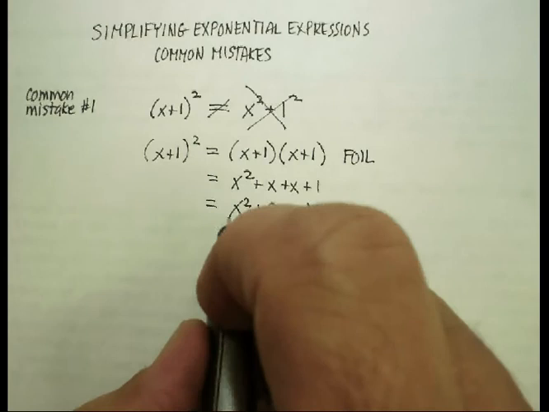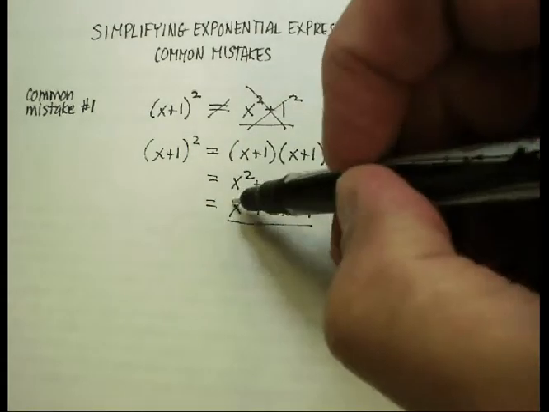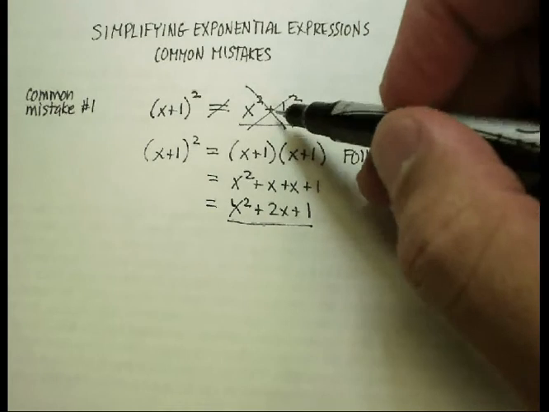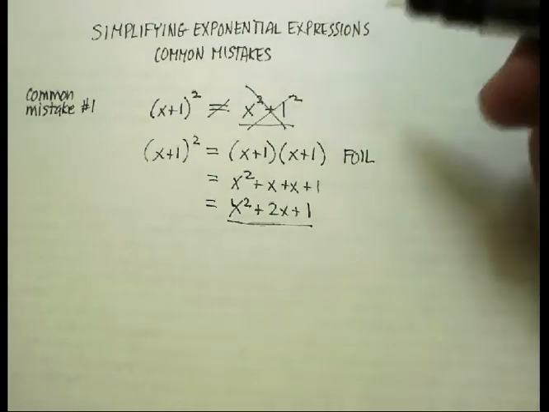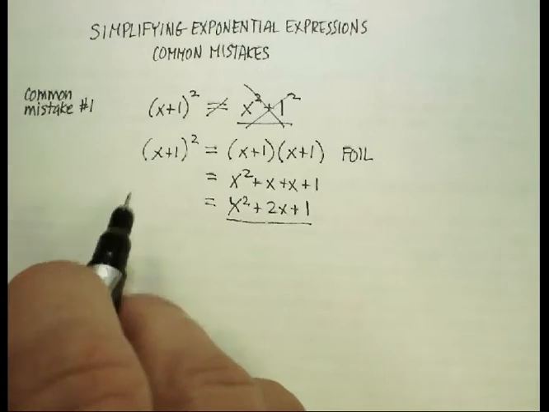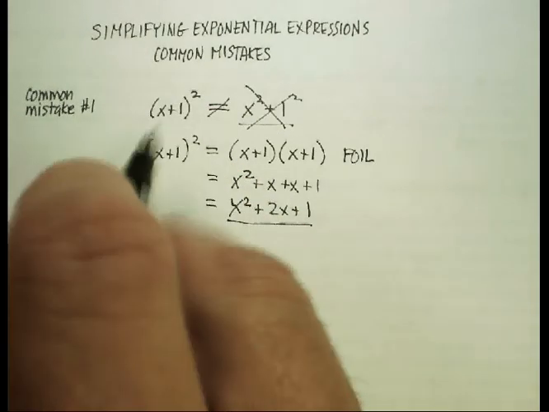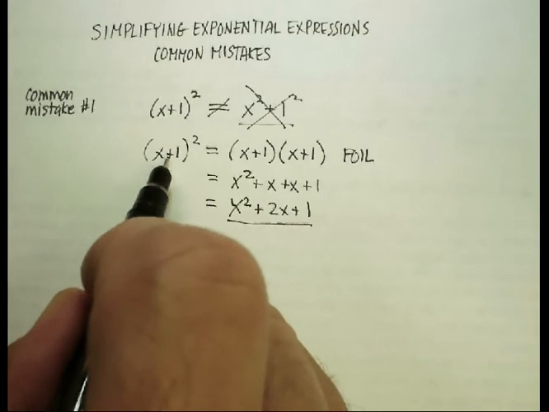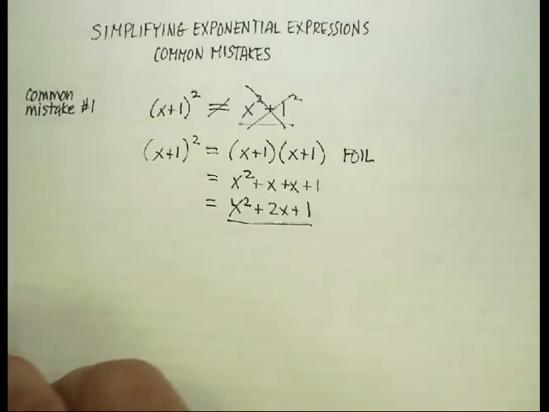Now compare this result to this result, and you'll notice that they're pretty close, except that I've got a middle term here that I don't have up here. This one's correct, this one is not. Again, common mistake. You cannot distribute, I call it distributing the exponent, right? You cannot distribute the exponent when you have an addition or subtraction inside your parentheses, okay?